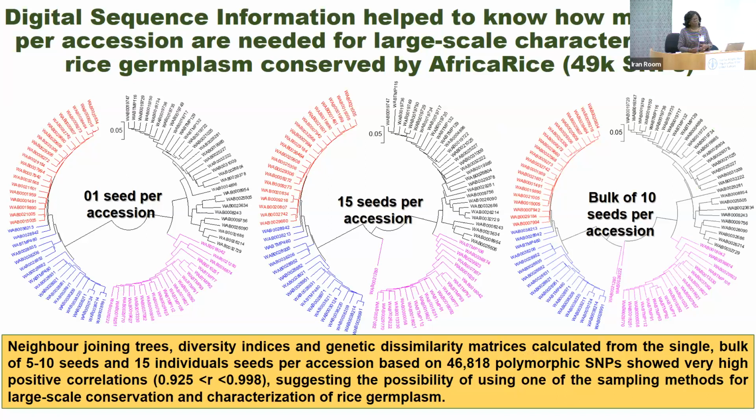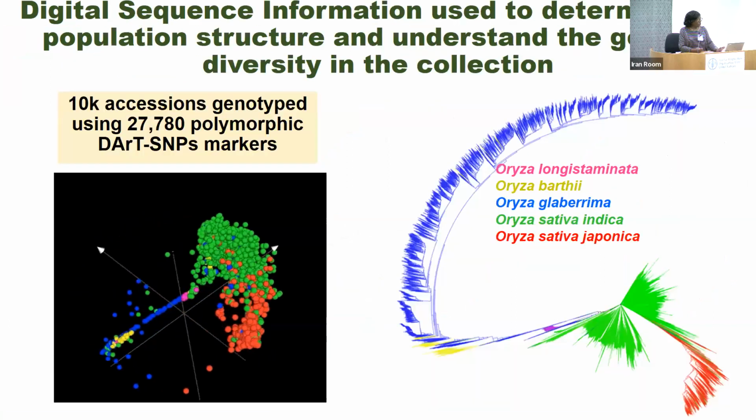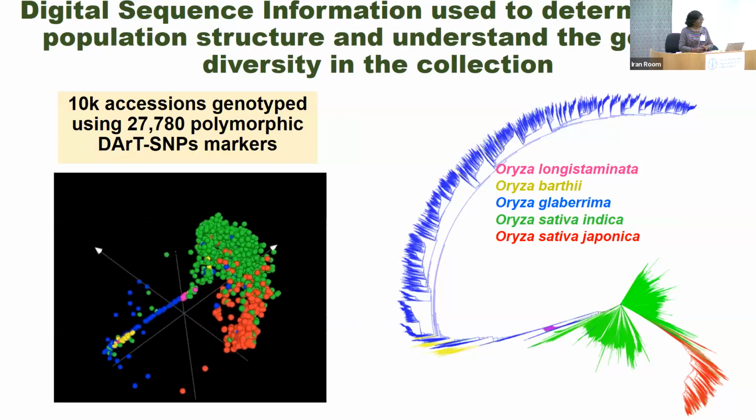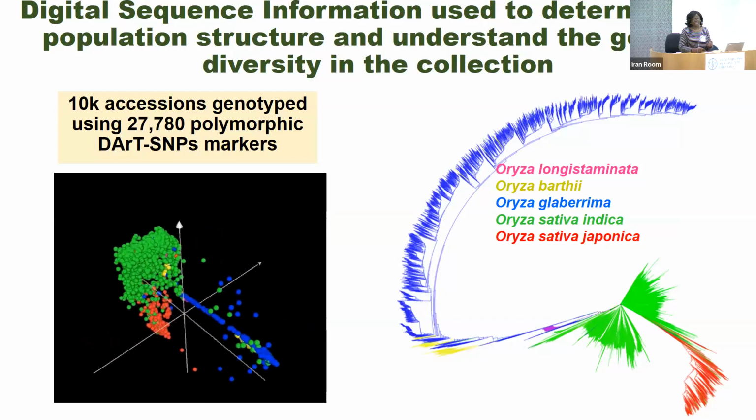We use them also for sampling methodology for a selfing crop like rice, to know, for large scale characterization, whether we can use 1 seed or 15 seeds from a bulk of 5 to 10 seeds. Based on the result, we were able to make a decision on how we should handle this large scale characterization of the germplasm. We also use digital sequence information to determine the population structure and understand the diversity in the collection.